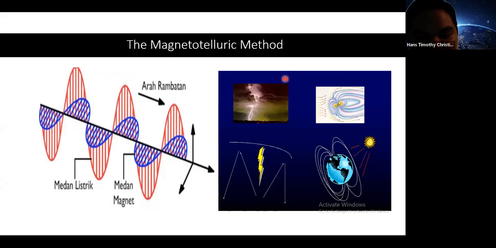In the MT method, the frequency source can be from inside or outside the earth. From within the earth, it is usually caused by the movement between the earth's mantle and the earth's core. Meanwhile, from outside the earth, it is usually caused by lightning strikes and solar wind. Usually, the frequency produced by lightning is above 1 Hz and the solar wind below 1 Hz.